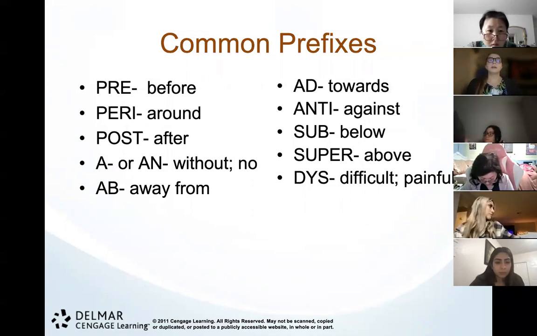Pre, think about pre and post-op. So that's when we're talking about surgical procedures. So post-operative, pre-operative, when we're getting them ready for surgery versus when they are post-surgical procedure and they're recovering.